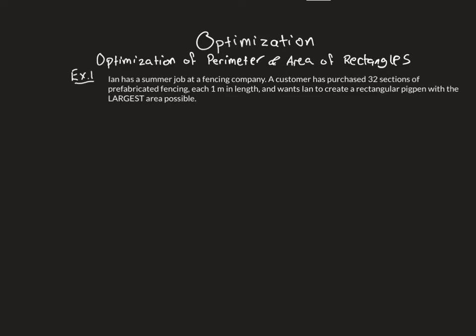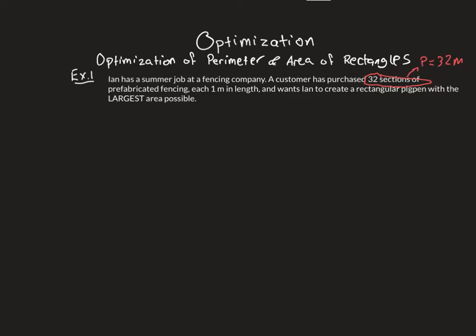So this would definitely be an example of optimization because it's asking you to find the dimensions, the length and width, that would maximize how many pigs you can fit in here. Okay? Now, obviously, you have 32 sections of the prefabricated fencing, which means you have a max perimeter of 32 meters. So it's telling you here that you have 32 sections. This basically means that you have a perimeter of 32 meters. That's all you got to work with, 32 meters.